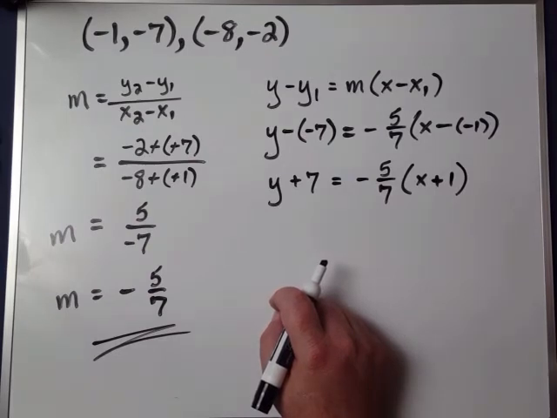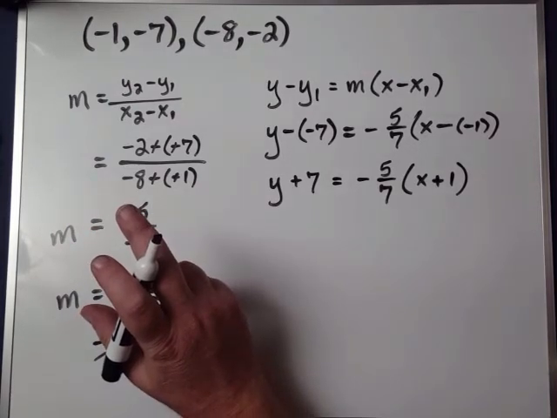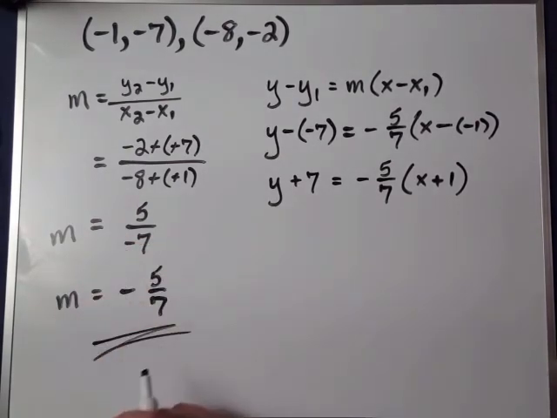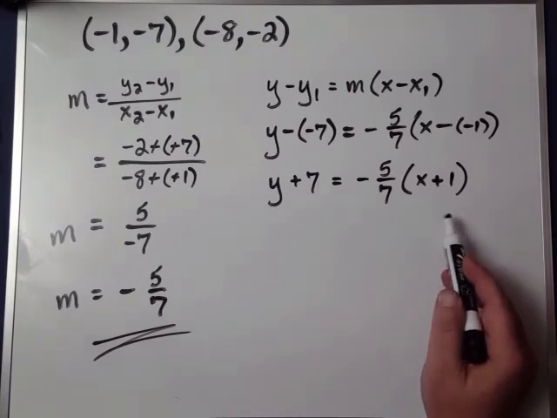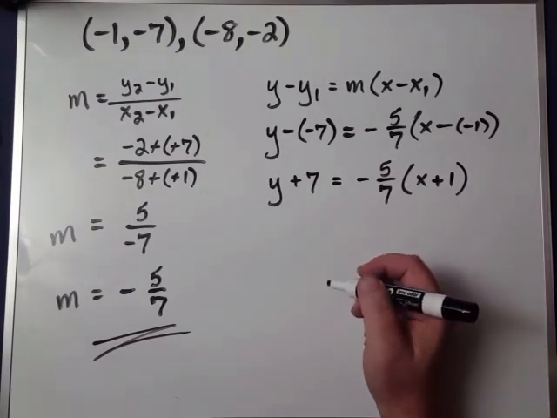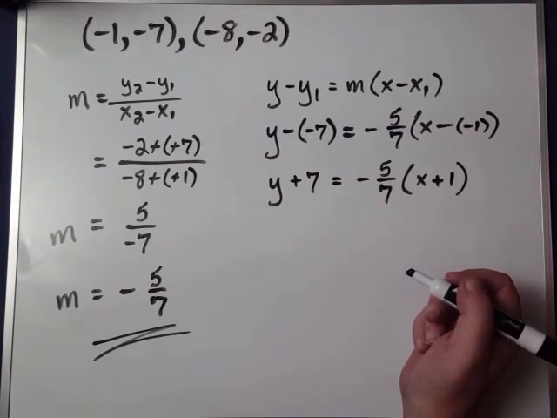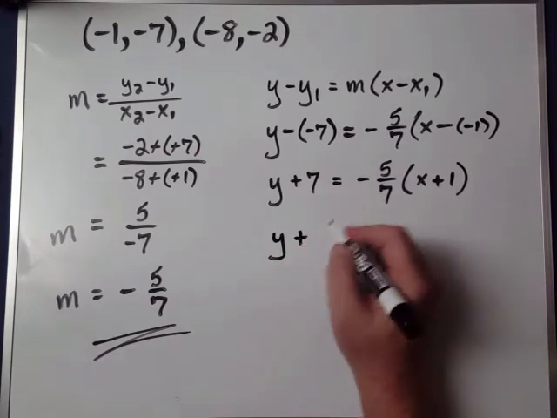But Part A says, I want this in slope-intercept form. Part B says, then turn around and put it in standard form. Now, if all it asks for is standard form, you don't have to go through slope-intercept form to get to standard form. You can just start manipulating this into standard form. But Part A does say, let's put this in slope-intercept form. That means we want this solved for y. Let's distribute this -5/7.